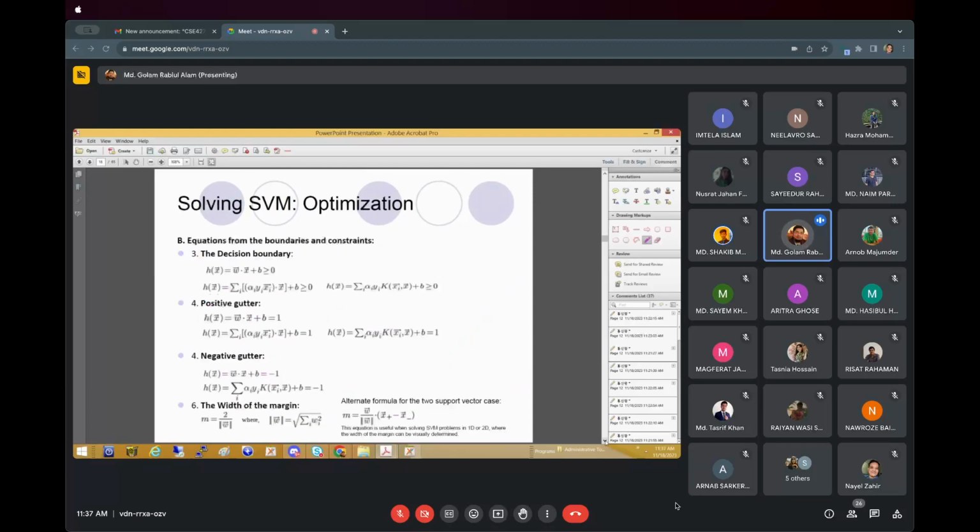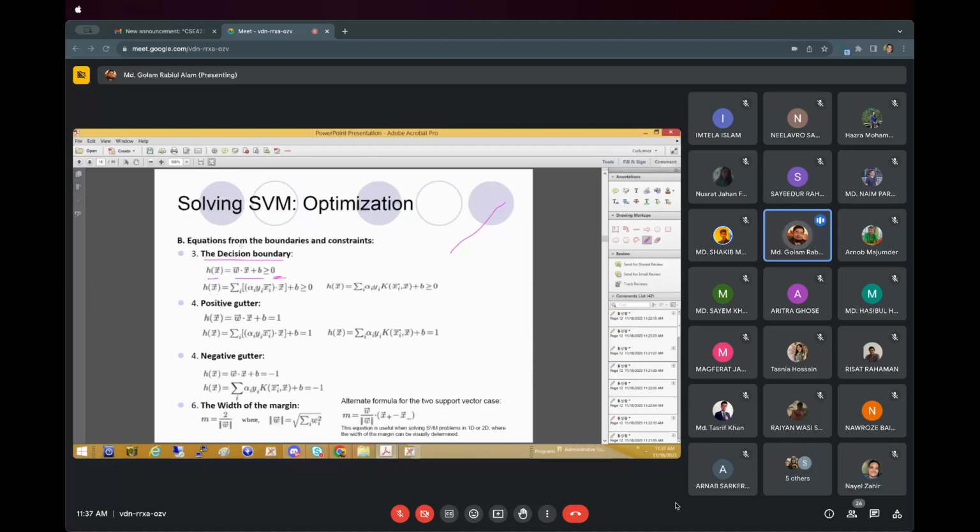And some other thing in our constraint is this, that is the decision boundary, or we can say our hyperplane equation. So we know that the hyperplane equation is w transpose x plus b, greater than or equal to 0. Greater than or equal to 0 means positive for all the cases. And this is the same.